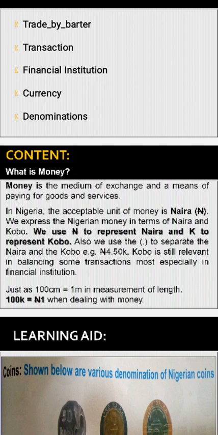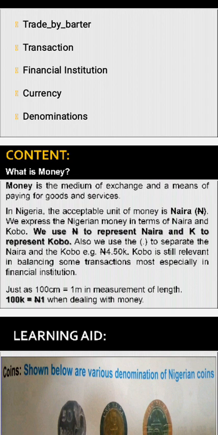We express the Nigerian money in terms of naira and kobo. We use the N with double strike to represent naira and K to represent kobo. Also, we use the dot, that's in bracket, to separate the naira and the kobo, e.g. 4 naira 50 kobo. Kobo is still relevant in balancing some transactions, most especially in financial institutions, even though we might not be using kobo as a means of trading or paying for goods and services. When balancing some transactions, kobo still reflects.